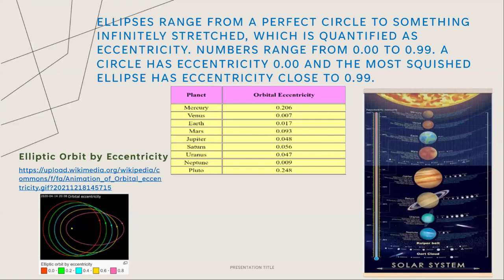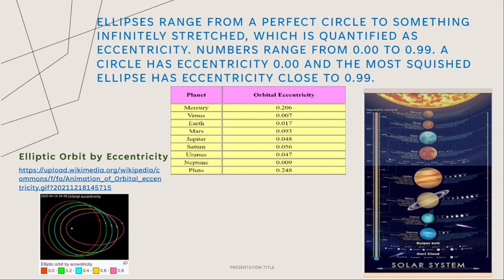And ellipses range from a perfect circle, like Christina just showed, to something infinitely stretched, which can also be quantified, and we call it eccentricity. Numbers range from 0.0 to 0.99. As you just learned, a circle has eccentricity 0, and the most squished ellipse has eccentricity close to 0.99.